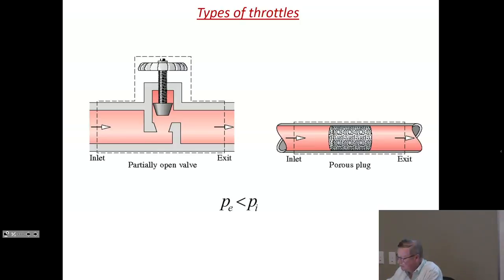Another typical throttle is to just put a porous plug in a pipe, and then the gas or the liquid has to go through the pores of the porous plug. An alternative to the porous plug, which would be the simplest thing you could do, would be simply to put a crimp in the pipe. Here, you don't even need the pores. You take your pipe, you put a crimp in it, and that is going to be a throttle.